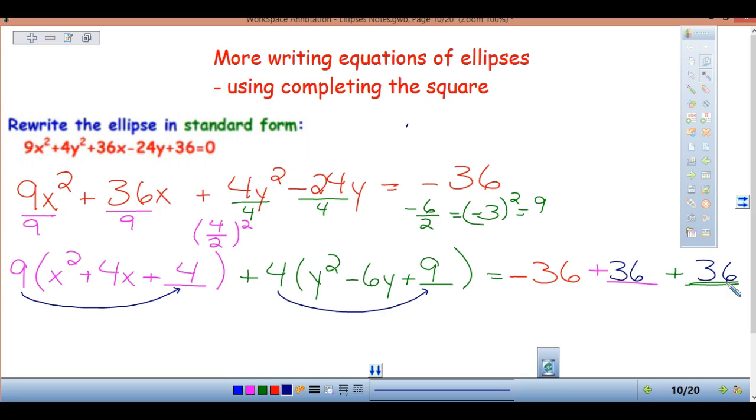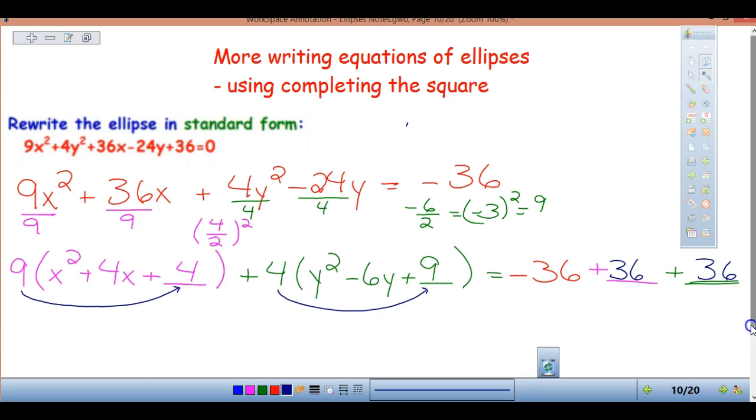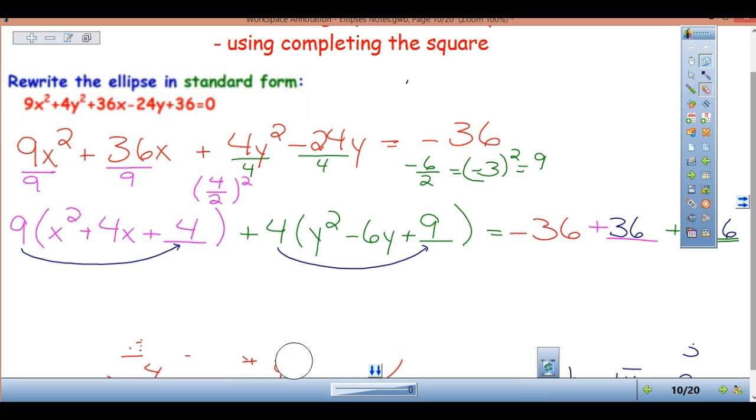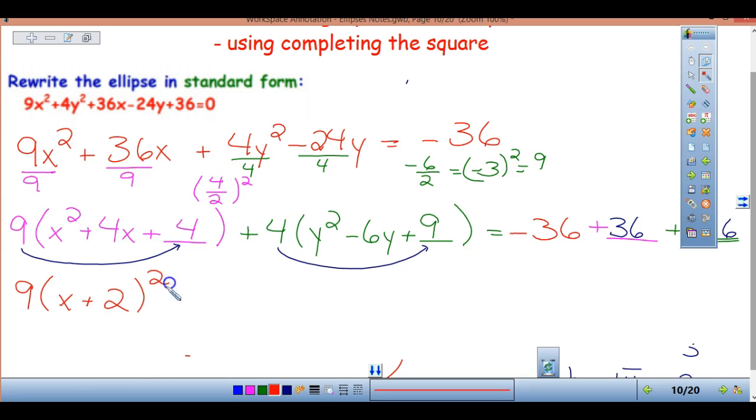Our last step then is to factor what we did when we completed the square and added those new numbers there. Give me a second while I erase this. All right, so now I'm going to get x plus 2, all of that squared, plus 4 times y minus 3, all of that squared. And if I combine all this at the end, I get 36.